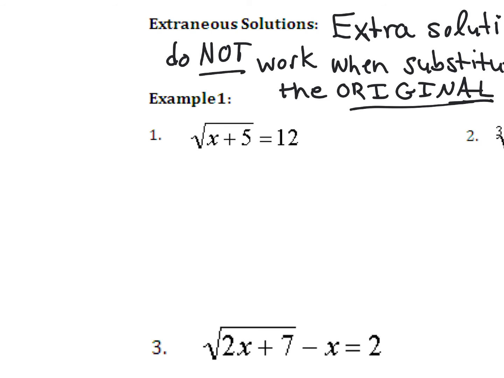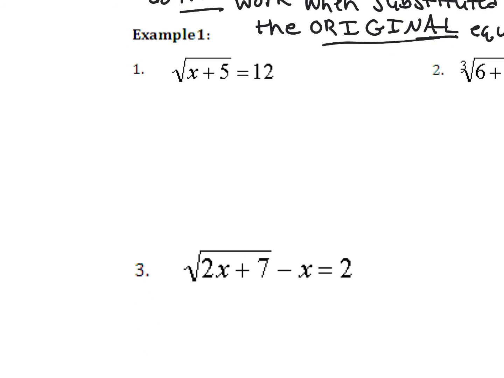Just so you have an idea of what I'm talking about, if you fast forward a little bit to number 3 and take a little sneak peek at it, this radical expression, this 2x plus 7 right here, is not by itself because it has this minus x in the way. So little heads up, when I have to isolate the radical, when I have to get the radical by itself, it's going to have something with it. But here, this radical expression is already all by itself, so step 1 is done. I don't have to worry about it.